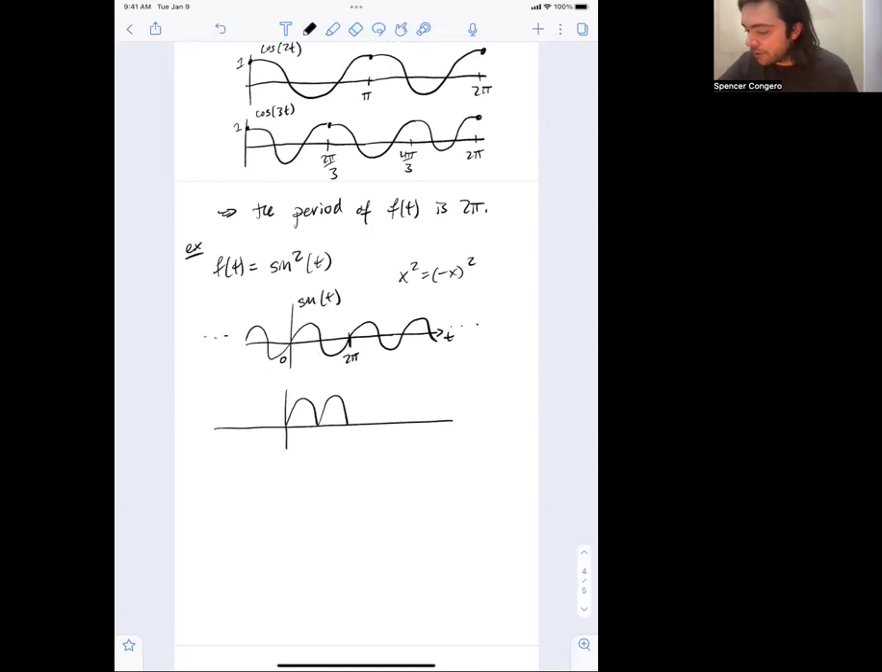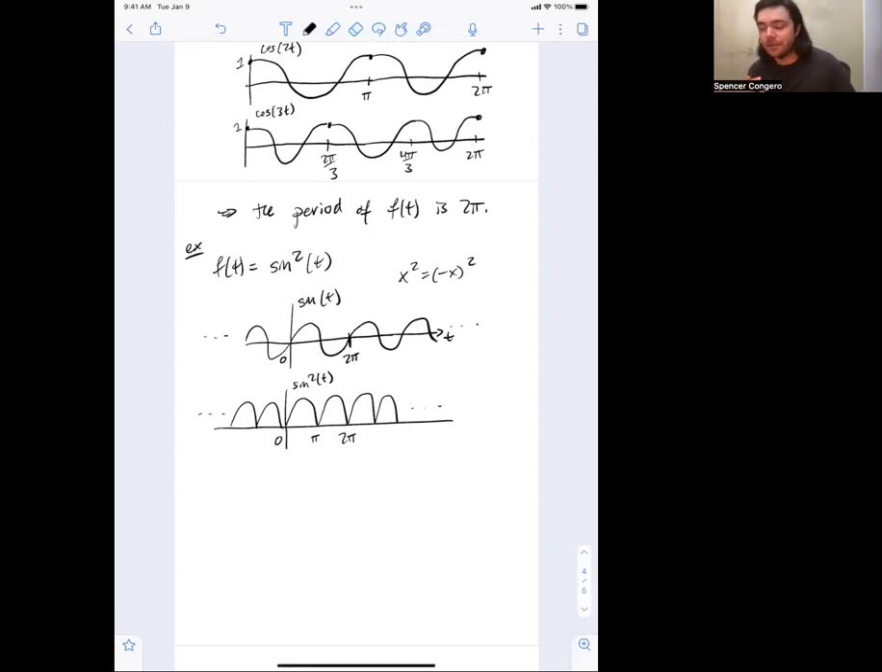Okay, and that's true for all of these humps in the sine function. Where this was 2 pi. And so you can see, what is the period of sine squared of t? Well, look at this, it's actually pi, right? I can shift by pi and get back the exact same function.